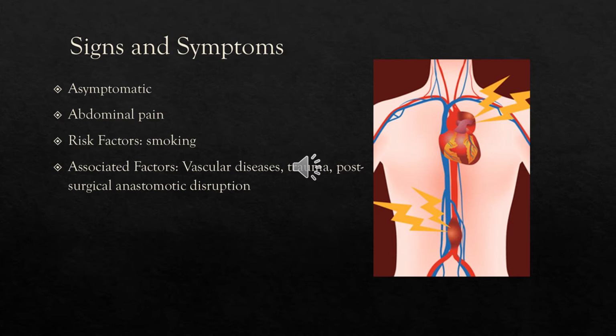The CDC reports that smokers are 3 to 5 times more likely to develop an abdominal aortic aneurysm. Collagen vascular diseases that can weaken the tissues of the aortic walls are also associated with aortic aneurysms. These diseases include Marfan syndrome and Ehlers-Danlos syndrome. Some other causes include trauma, particularly with lifting, vasculitis, congenital vascular disease, cystic medial necrosis, and post-surgical anastomotic disruption.